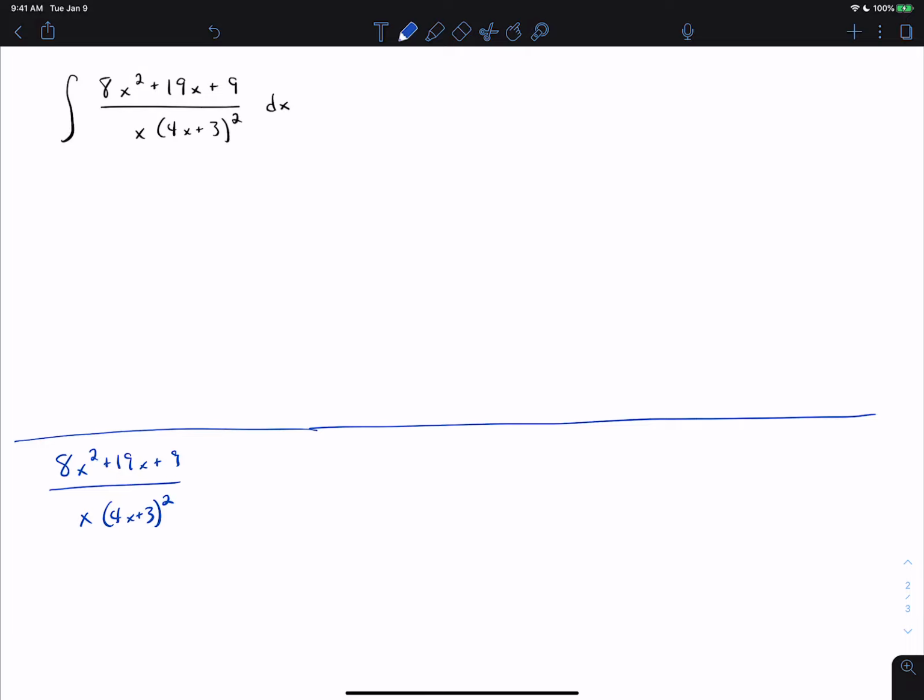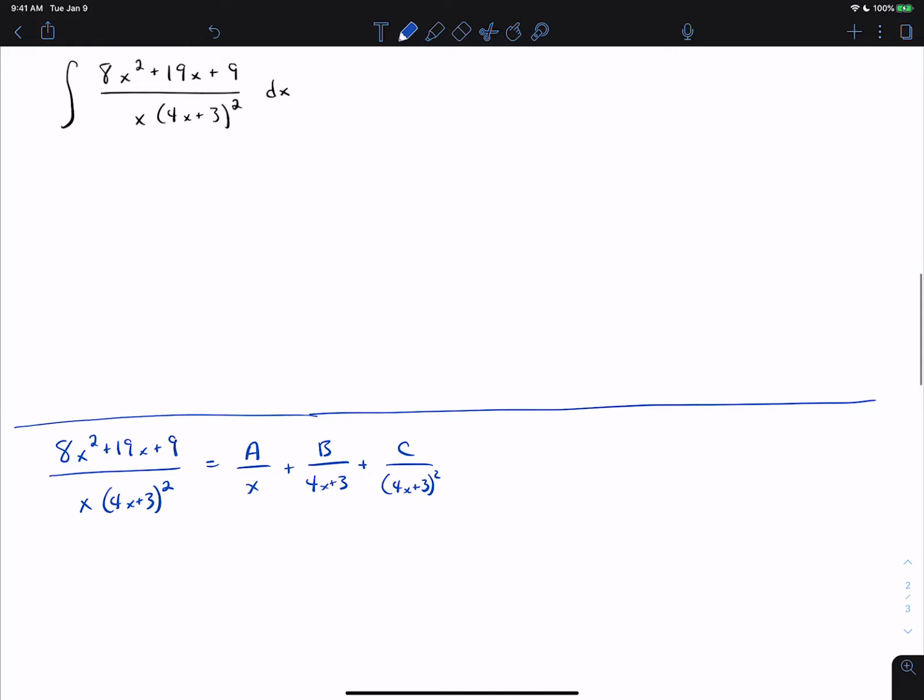And now we want to write out the partial fractions decomposition. So the form of that is that we want A over x and then B over 4x plus 3 and C over 4x plus 3 squared. So again, when you have a repeated linear factor, let's say it was to the 4th power, then you would get a fraction for the 1st, 2nd, 3rd, and 4th power when you're writing the expansion. We're now going to solve this for A, B, and C.